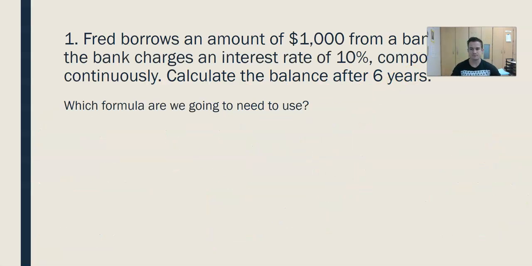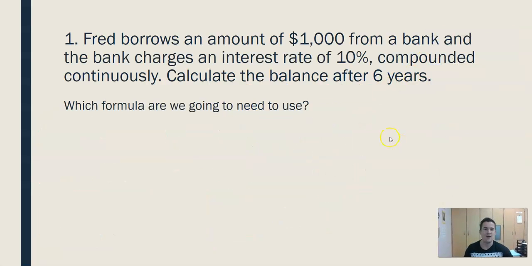Okay, so question number 1. Fred borrows an amount of $1,000 from a bank, and the bank charges an interest rate of 10%, compounded continuously. Calculate the balance after 6 years. So in this, he's not investing money, he's actually borrowing money at an interest rate of 10%, compounding continuously for 6 years. So how much is he going to owe after 6 years if he doesn't make any payments.